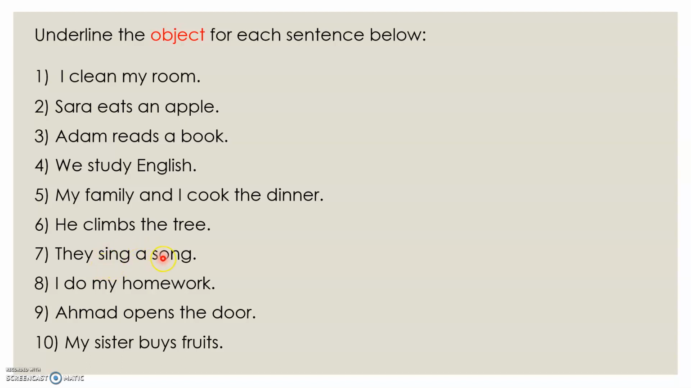They sing a song. What do they sing? They sing a song. So the song is the object of the sentence. I do my homework. Ahmed opens the door. My sister buys fruits. So if you want to look for the object of the sentence, you need to ask yourself the question, who or what was the person, or who was the one who was affected by the action.